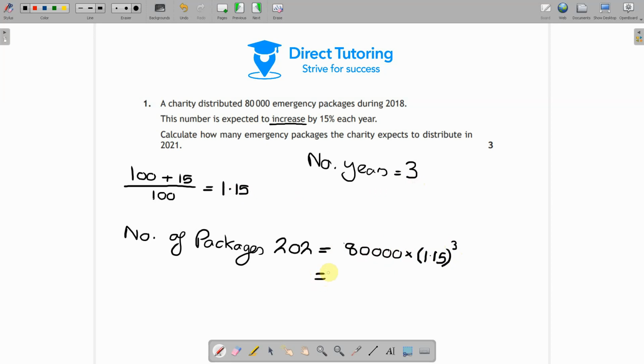Now, if you pop that into the calculator, we will get a value of 121,670 packages. And this is a compound interest question. So it's the original value times by the scale factor, which we found here, all to the power of however many years, and in this case, 3.